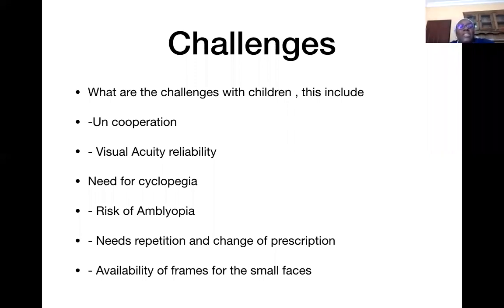So most of the time, the children are uncooperative, and the visual acuity is sometimes not reliable. But based on how children are, refraction in children needs cyclopegia. Because children accommodate at that age, you need to use cyclopegia to break that accommodation so that you'll be able to get an end result. But you have to remember they have the risk of amblyopia if you don't prescribe. And then you need to be patient because you need to repeat the refraction, especially if you don't get the right endpoint and you think you're not getting the right thing. And then the prescription sometimes has to change depending on the age of the child. For example, if the child is aphakic, you did cataract surgery at the age of 6 months, you have to check that refraction every 3 to 6 months, so that you have to change the prescription.